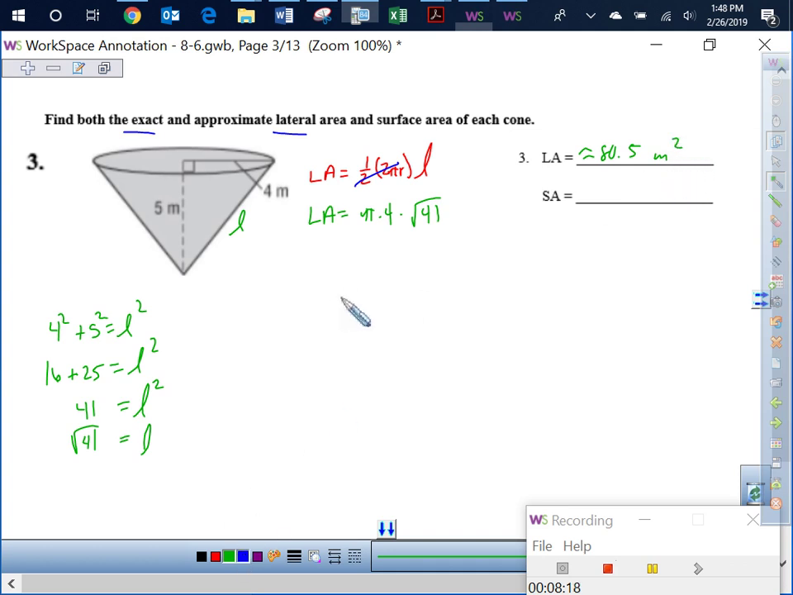Surface area, I'm going to write my formula down. It's a lateral area plus 1 base area. And lateral area, I will just write that 4 pi square roots of 41. That's what it really is.